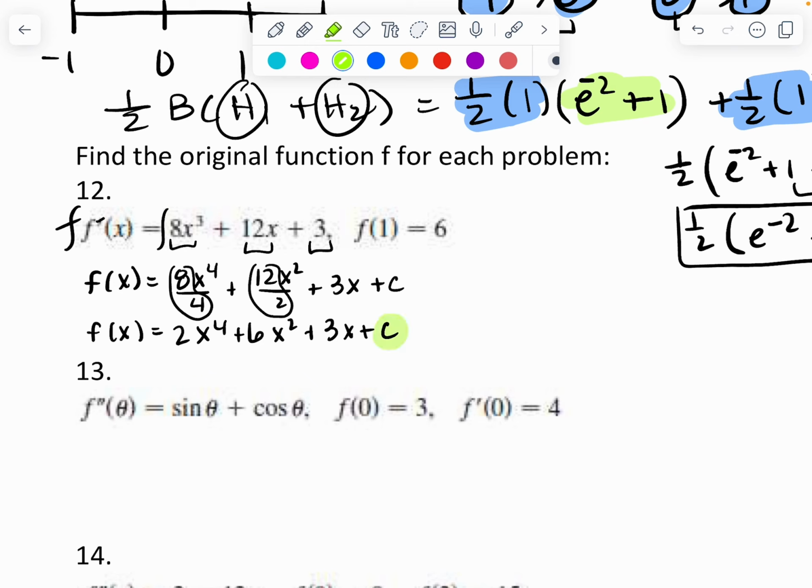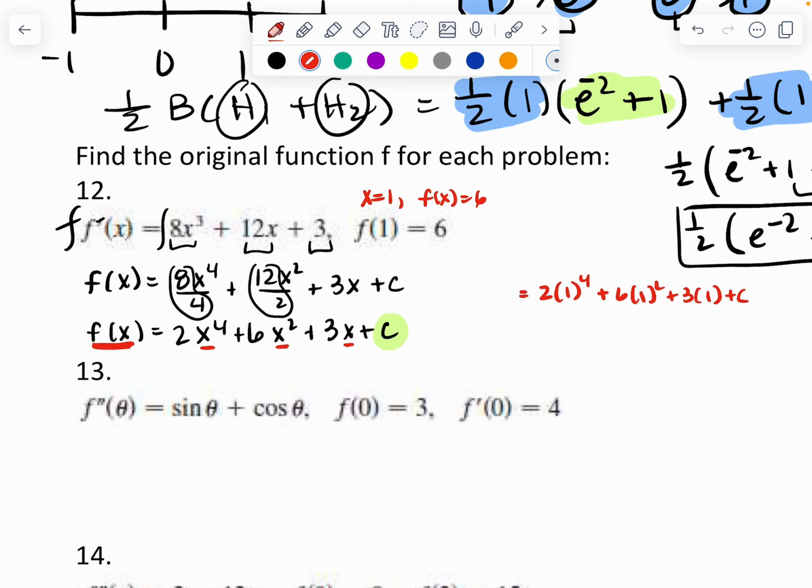Okay, so I'm going to use my initial condition. The initial condition says that if x equals 1, I get 6. So f of x equals 6. Plugging that in, I'm going to replace all the x's with a 1. That's going to give me 2 times 1 to the 4th plus 6 times 1 squared plus 3 times 1 plus c. And what does that equal?